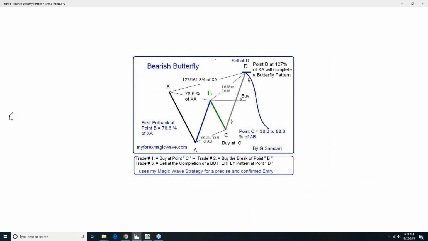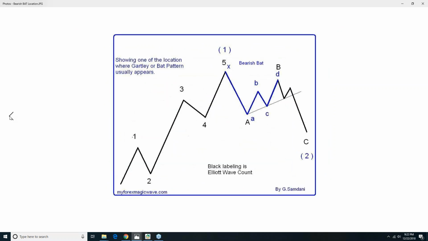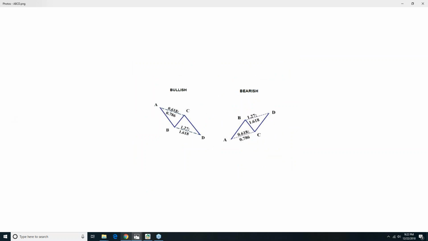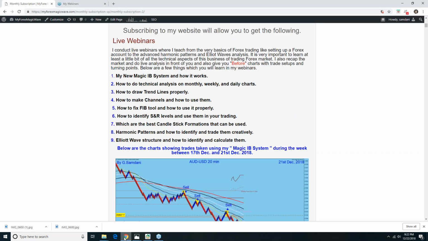That's all. Different perception, different way to look at. Right. So these are the things that you learn in my webinar, and a lot more, like how to fix the fib tool and how to really use the fib tool. SNR levels, where to get them. SNR levels, for example, my weekly chart.